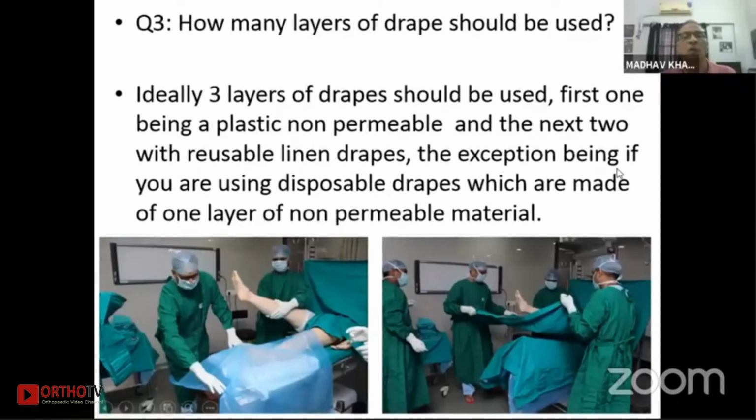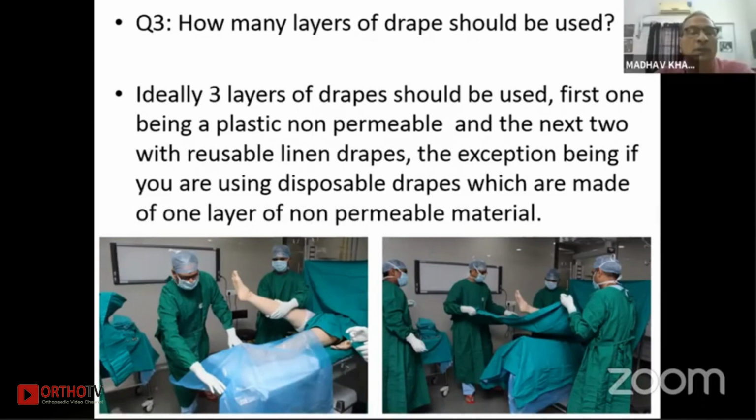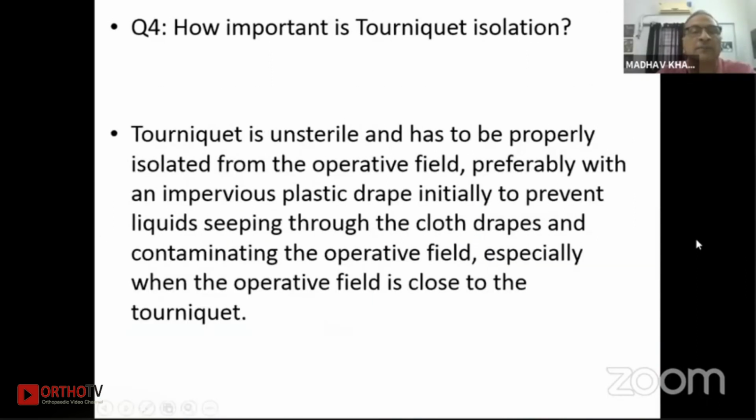The third question is, how many layers of drapes should be used ideally? If you are using reusable drapes, then ideally 3 layers of drapes should be used. The first one being a plastic or non-permeable one, and the next two with reusable linen drapes. The exception is if you are using disposable drapes, which are made of one layer of non-permeable material, and then you can do with 2 layers. As you can see in the picture, first there is the plastic drape, and then there are 2 layers of sterile reusable linen drapes.